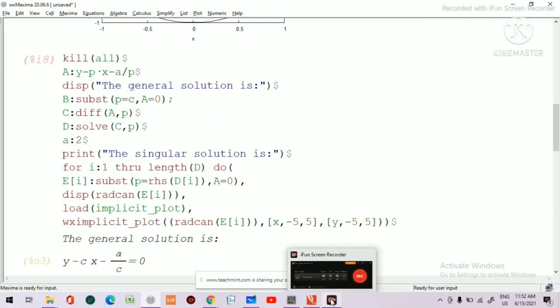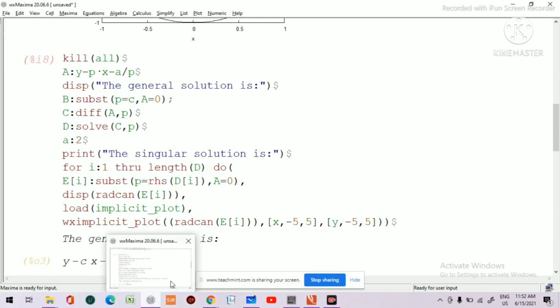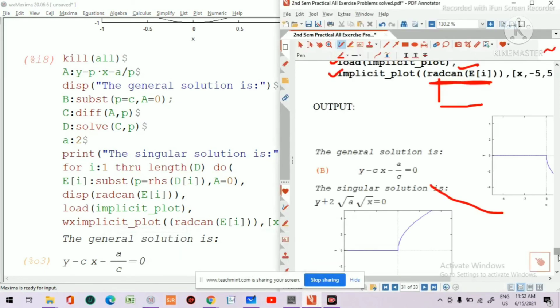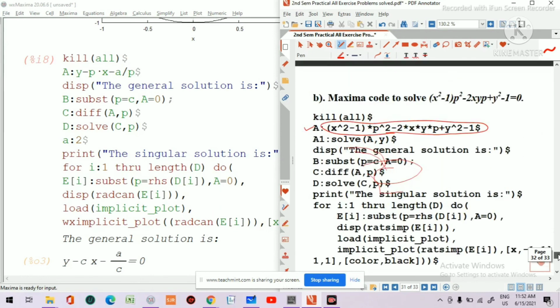Yes, sir. This is how it goes for the next program also. Only you have to substitute, in place of equation A, you have to change that equation. Just a minute.